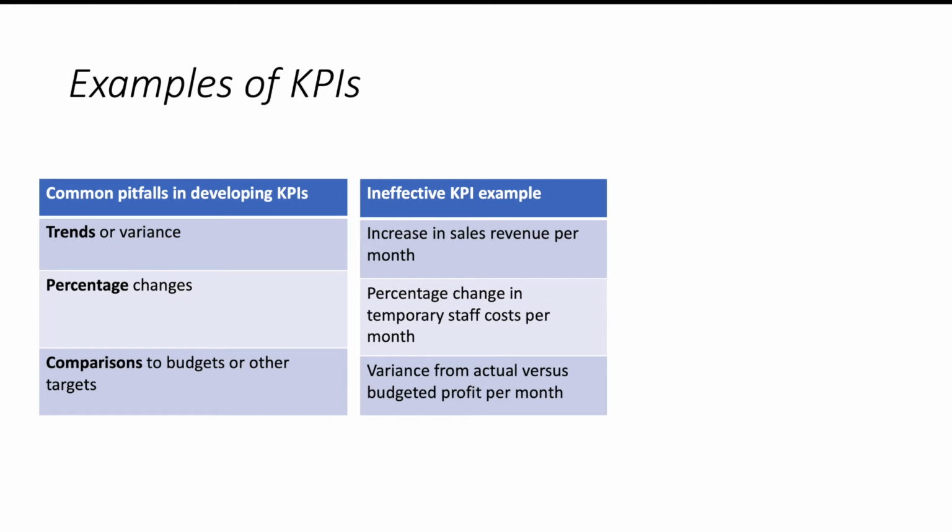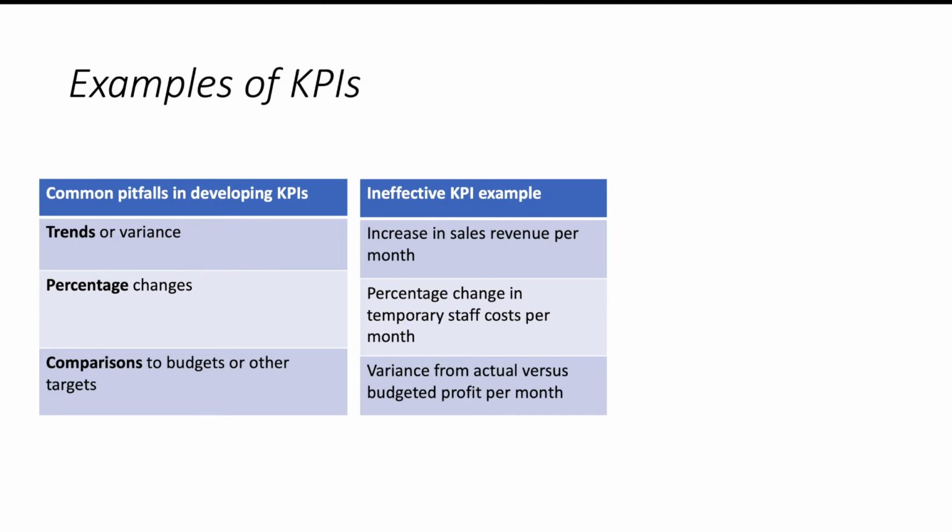Now come to the percentage one. The percentage change in temporary staff costs per month. It doesn't tell us about any organization. It doesn't even tell us about any amount of cost. And then variance from actual versus budgeted profit per month. So you can understand these are the ineffective KPIs, but how are you going to analyze that this is ineffective?